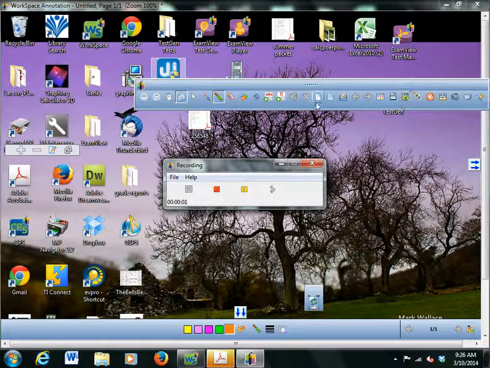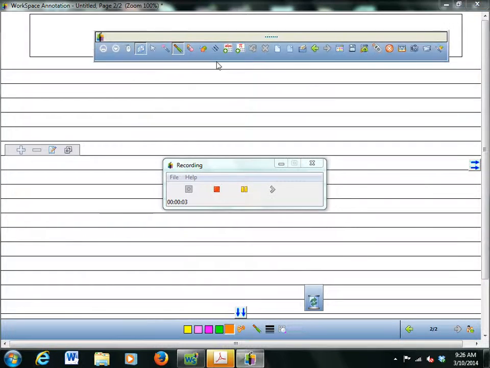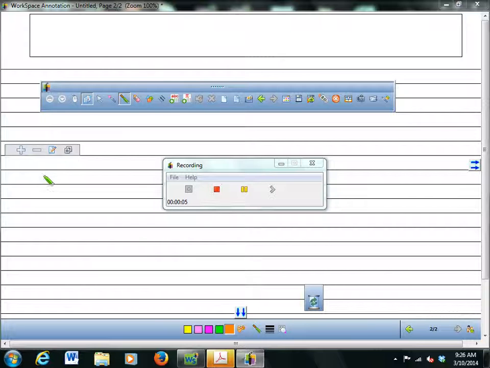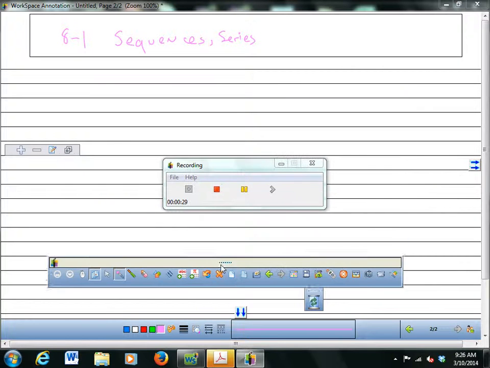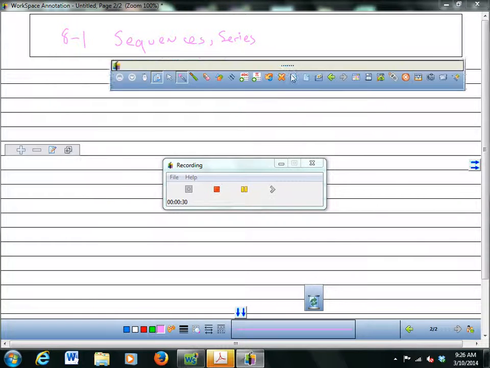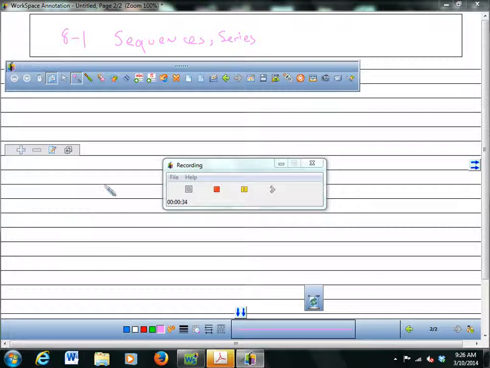Now, there's a lot in this chapter. This is section 8-1, I believe. And this is a general overview of sequences and series, and we'll talk specifically about arithmetic sequences and geometric sequences and stuff like that.